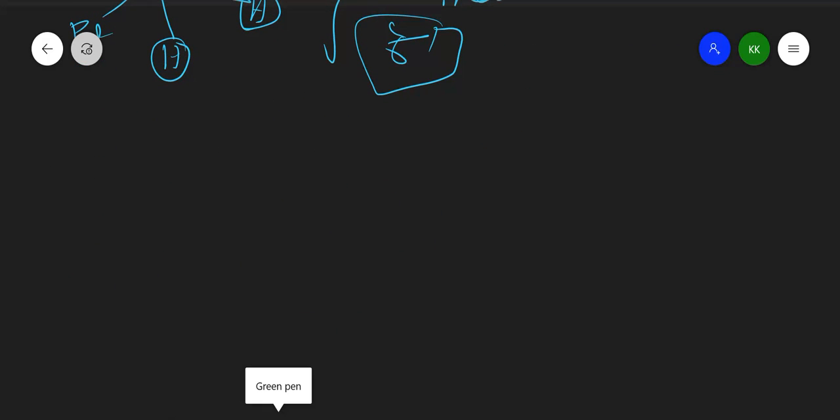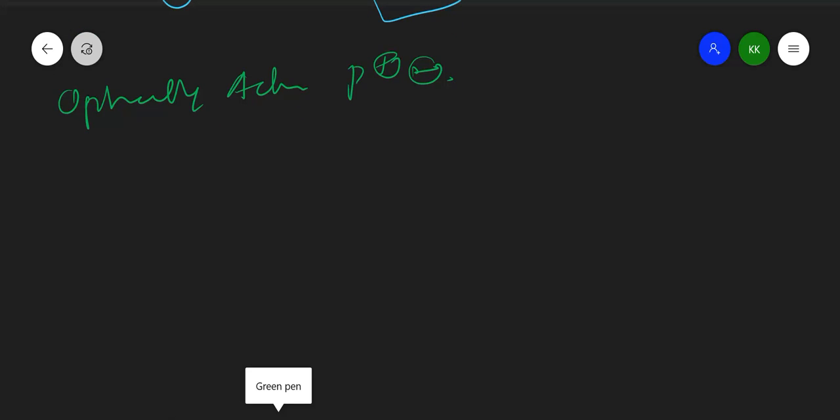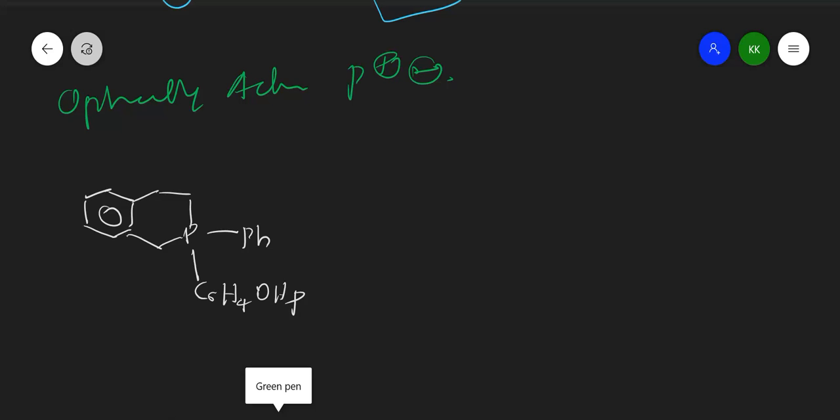So let us see some optically active phosphonium salts, and the anion will be there along with it. Here I have a few examples. For example, this one. This is a benzene ring, and here we have phenyl, and here we have C6H4OH at the para position. The phosphorus will have Br minus as the anion with phosphorus plus. So this is an optically active phosphonium salt.